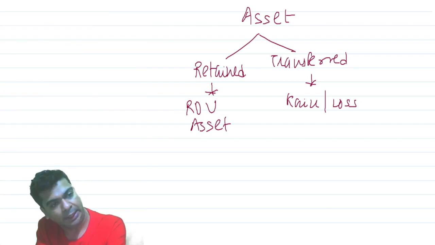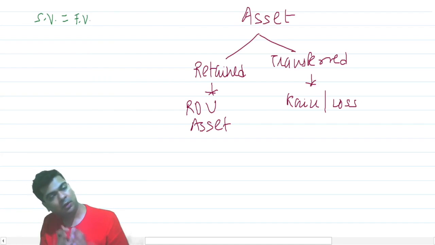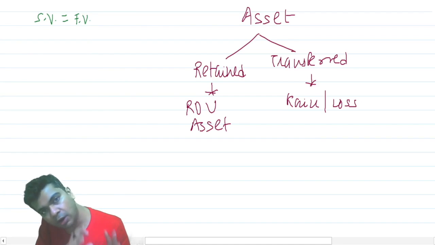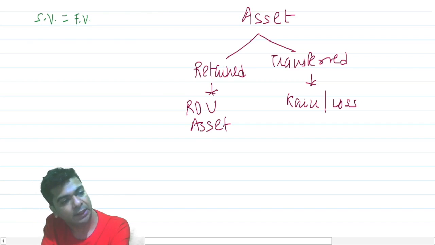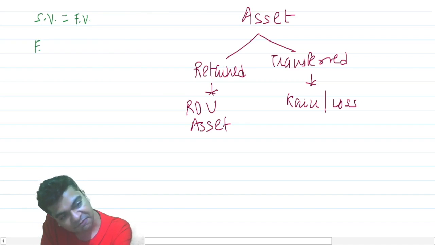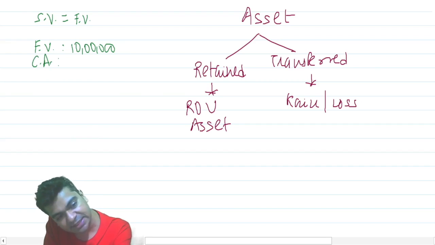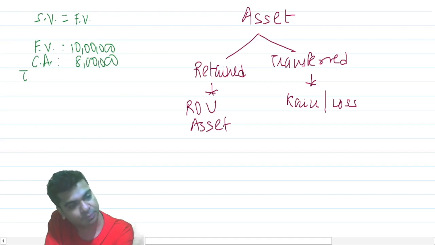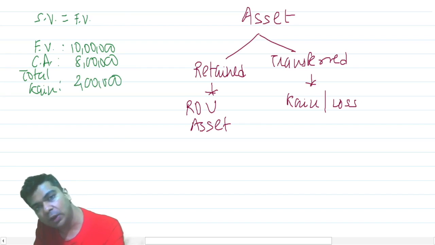Okay, let's take a simple situation. By simple situation, I mean, let's consider the sales value and the fair value both are equal. And let's understand how the asset will be recorded and how the gain or loss on the asset which is getting transferred will be recorded. Let us say the fair value of the asset is 10 lakhs of rupees, and the carrying amount of this asset, let's say, is 8 lakhs. That means if it was a simple sale transaction, then the total gain is turning out to be 2 lakhs.